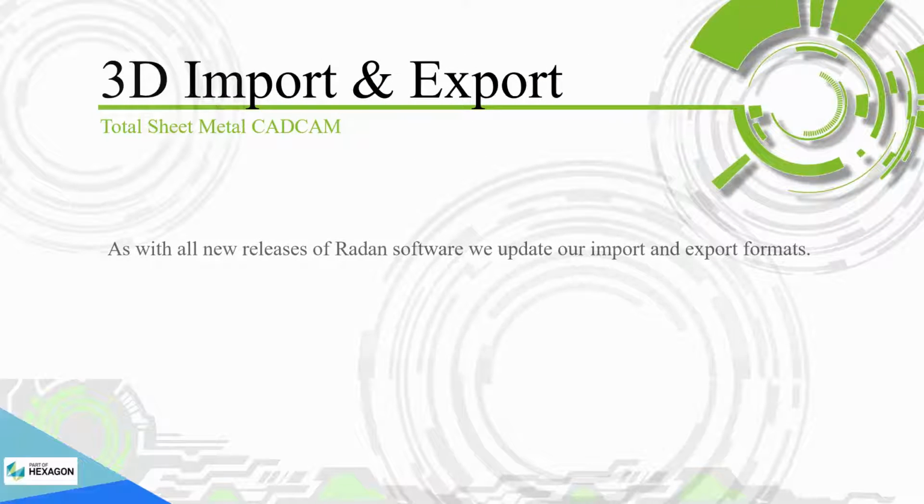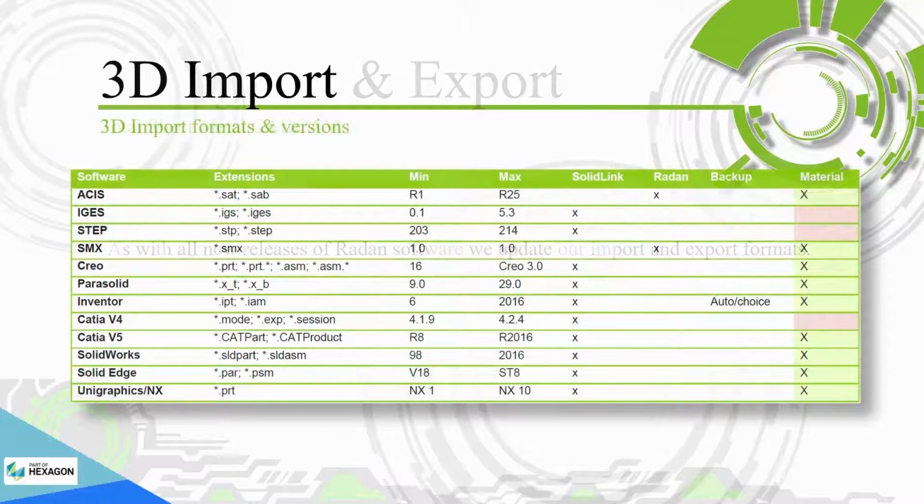As with all new releases of Radan software, we update our import and export formats. 3D import formats. The table in front of you shows the file types that we can read into Radan 3D. In the second column you will see the file extensions associated with those file types. Columns 3 and 4 show the minimum and maximum versions of that file that can be read into Radan 3D. The important column on the end, marked material, shows whether or not that file format will actually include material, and we can then read that material in Radan 3D.